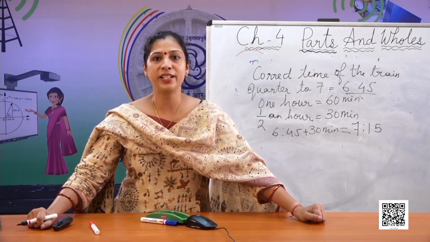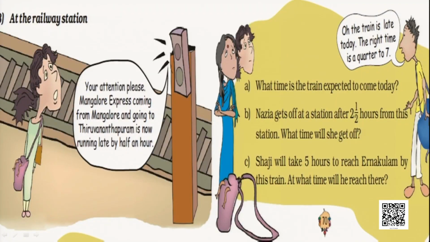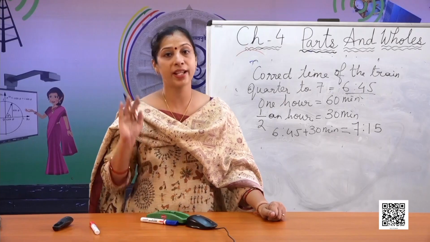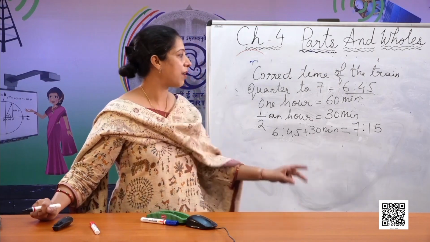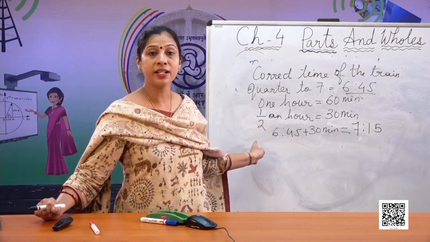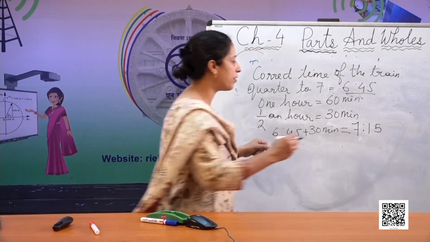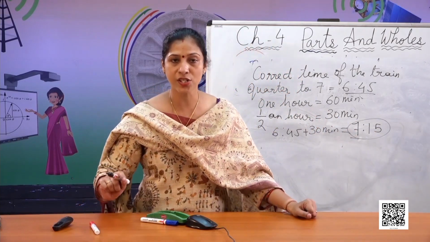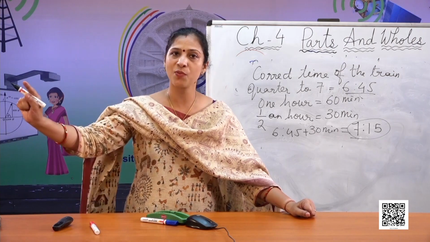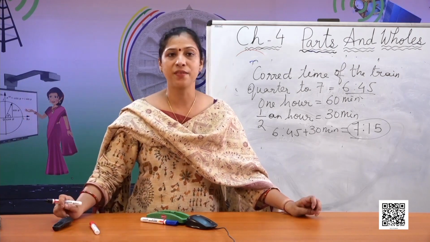Now, Shaji will take 5 hours to reach Ernakulam by this train. At what time will she reach Ernakulam? So, if the train is reaching at 7:15 at this station, from there she will take 5 more hours to reach Ernakulam. So, we have to find out by adding 5 hours to this given time. So, 7:15 is the time for this station. From this station, 5 hours more. So, we have to add 5 hours.